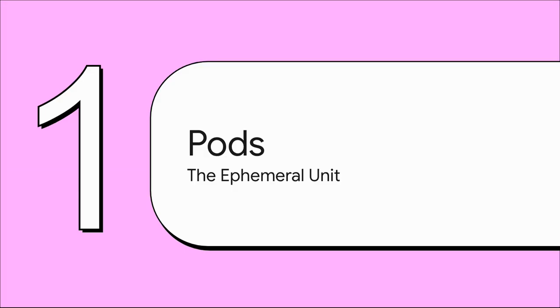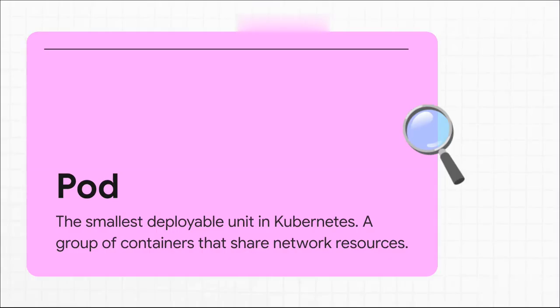Okay, so our journey has to start at the absolute ground floor, the most fundamental building block of any Kubernetes app. And that means we're talking about pods. A pod is basically the home for your application's containers. It is the place where your code actually lives and does its thing. And here's the key. Everything inside that one pod shares the same network space. It's kind of like they're all roommates in the same tiny apartment using the same internet connection.